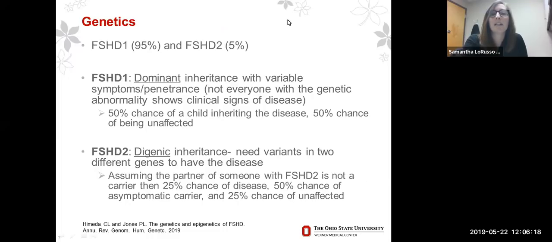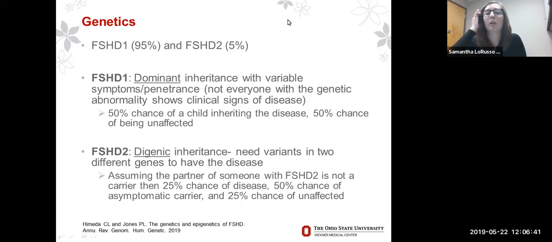In type 1, the inheritance is dominant and with variable symptoms and penetrance, just meaning that not everyone with the genetic abnormality shows clinical signs of disease. So if you have FSH type 1, then there's a 50% chance of passing it down to a child, or a 50% chance of the child being totally unaffected.